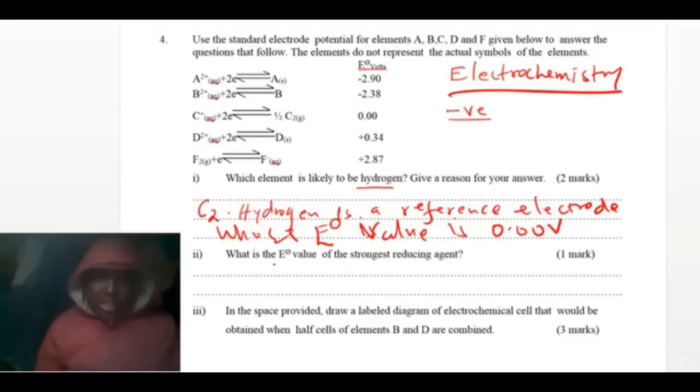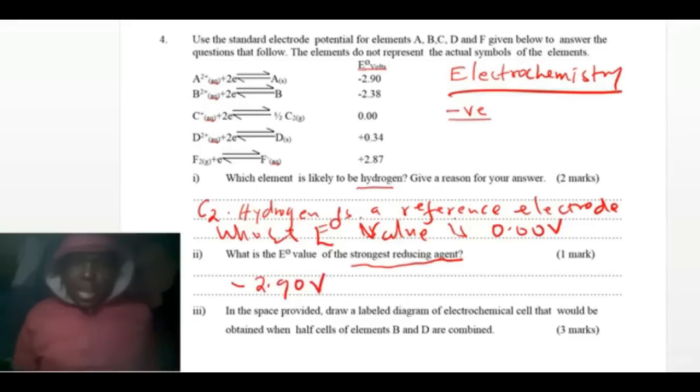Which is the E standard value of the strongest reducing agent? The strongest reducing agent, I have told you, is the one with the most negative value. So you can see the most negative one is negative 2.90 V. That is the strongest reducing agent, right?